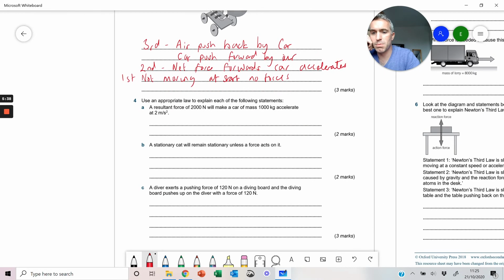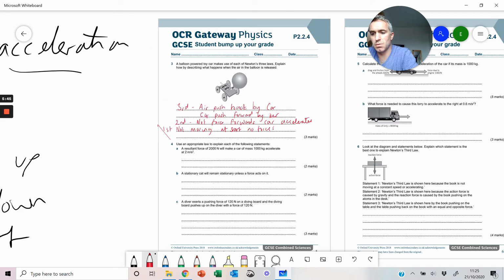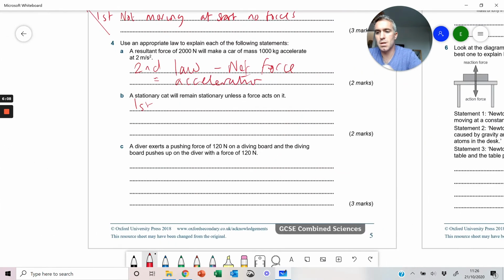Use an appropriate law to explain the following statements. The resultant force of 2000 will make a car mass accelerate 2 meters per second. That's the second law. Because there is a net force which leads to an acceleration. A stationary object can't remain stationary unless a force acts on it. That's Newton's first law. It's the first law. No net force.